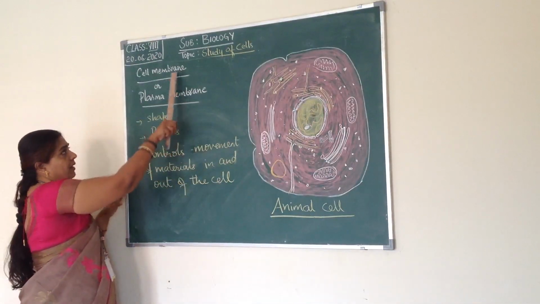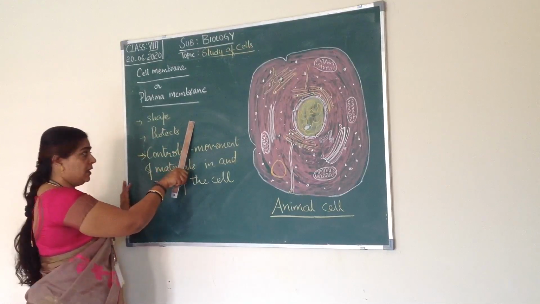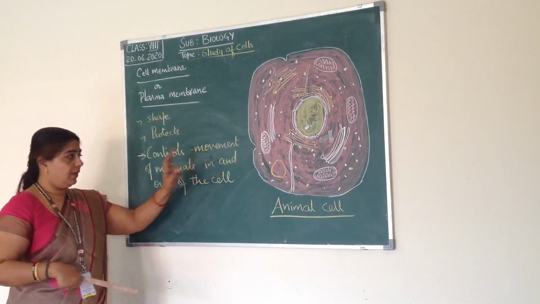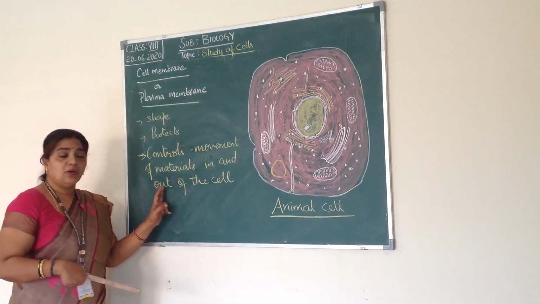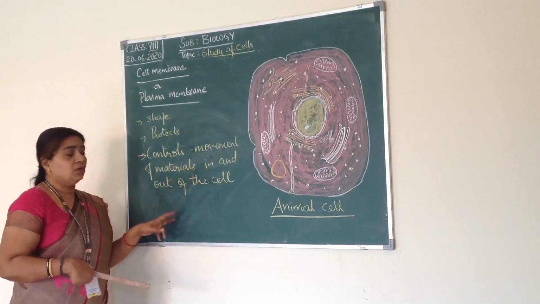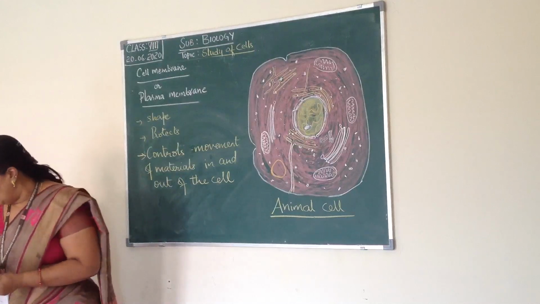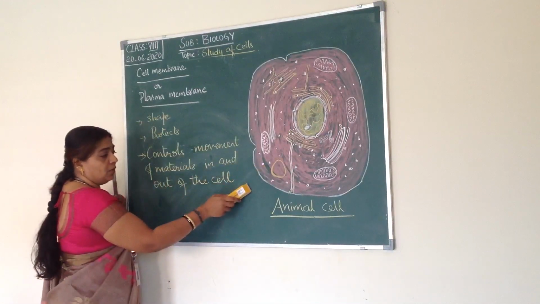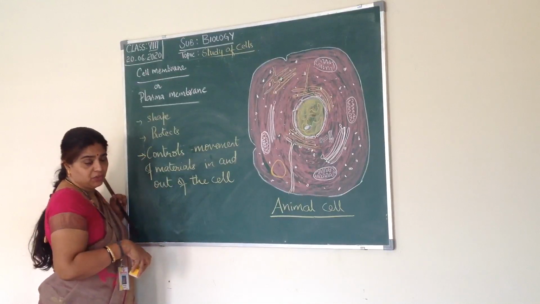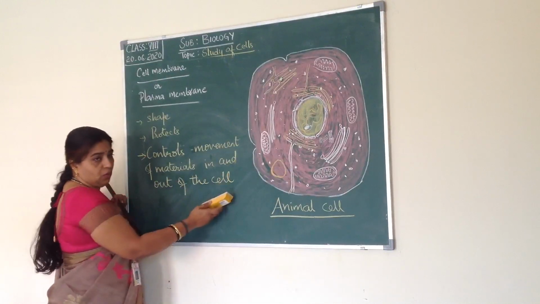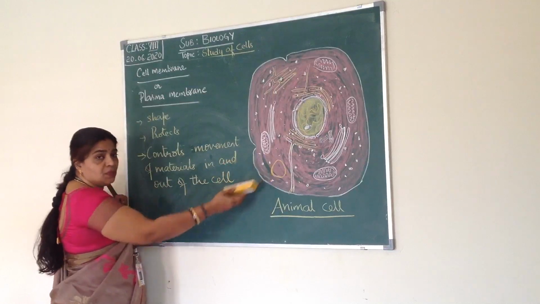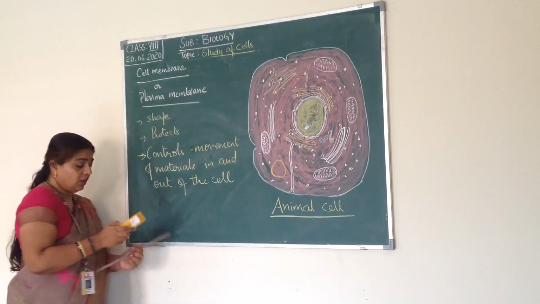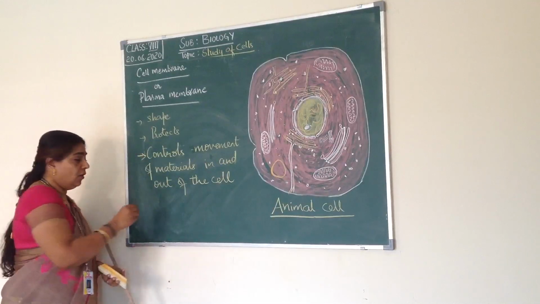The cell membrane is otherwise called the plasma membrane. This is its main function: it controls the movement of materials in and out of the cell. Let us see how the substances enter. If something has to come out, the membrane has to give permission. If oxygen has to enter, oxygen should be allowed. So it has to control the movement of materials in and out.